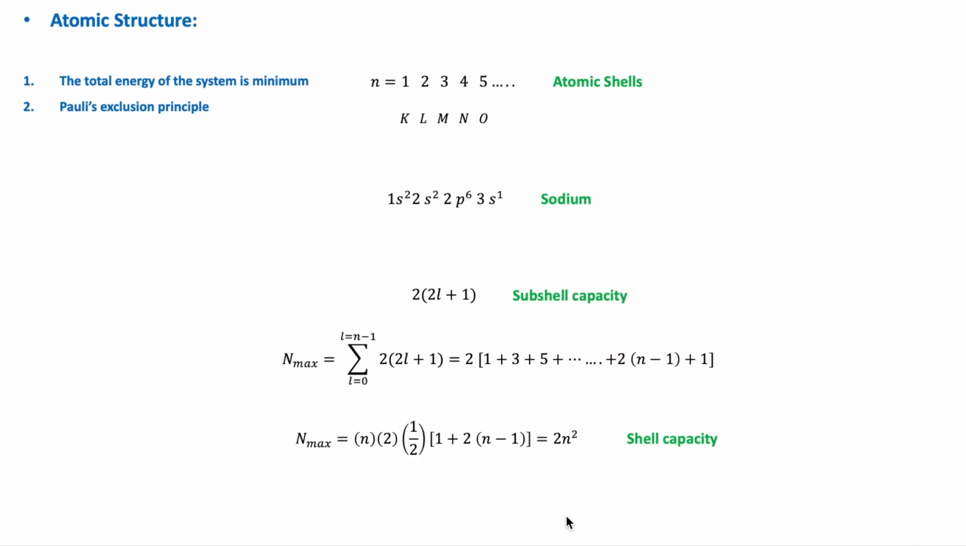So for atoms with more than one electron, there are two principles that determine its structure. The first is the fact that a system of particles is most stable when its total energy is minimum, okay? And the second is, as mentioned in the previous video, the Pauli exclusion principle. According to this principle, only one electron can exist in a certain quantum state.